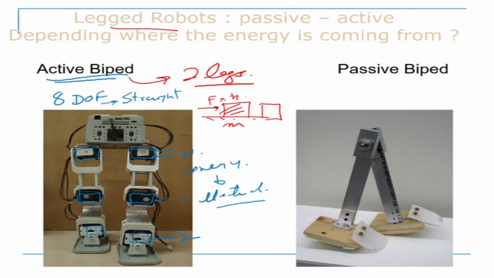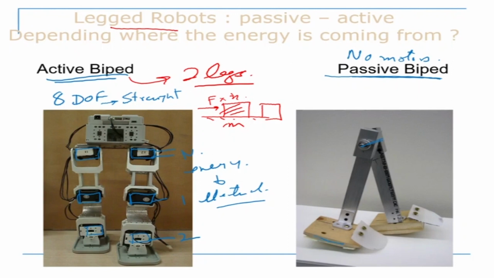Okay, now can you have a robot or a biped robot which doesn't have motors but can walk? The immediate question comes, where is the energy coming from? Okay, now this is an example of a passive biped. Now a passive biped has no motors. Okay, and you can see here that in this passive biped there are no motors. There are links and there's a revolute joint there, and these are legs which have a particular shape.